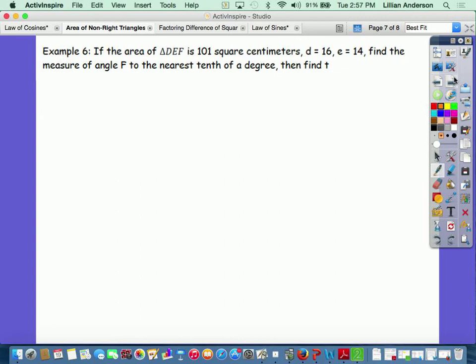All right? It says if the area of triangle DEF is 101, D is 16, E is 14, find the measure of angle F to the nearest 10. And go ahead and scratch this out. I don't know why this is there. So we use the formula, and let's draw a picture. Triangle DEF. Little d is 16. Where is 16 going to go? Across from D, between E and F. Where is little e going to go? Between D and F, across from E, and we're looking for angle F.